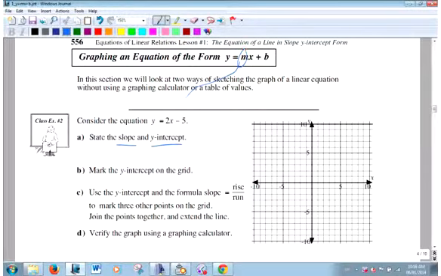M is the slope. That's 2. Okay? Because this is in the same form as this. B, that's the y-intercept. That's -5. Okay? How do we graph this? See, I know the slope is 2. And again, if that's helpful, you need to know the rise and the run. That's the same as 2/1, right?